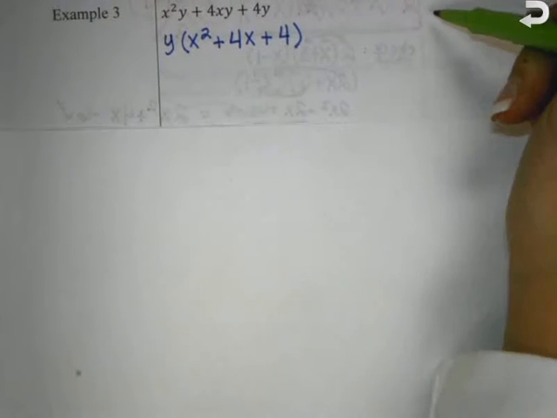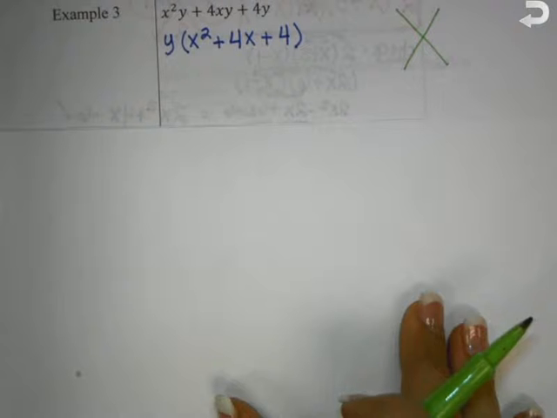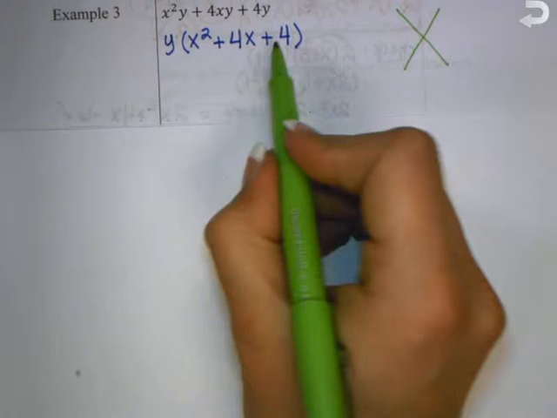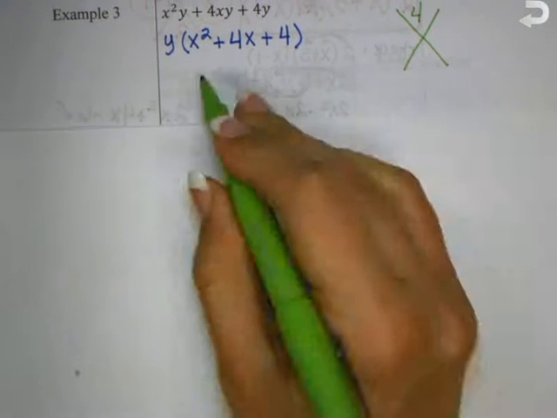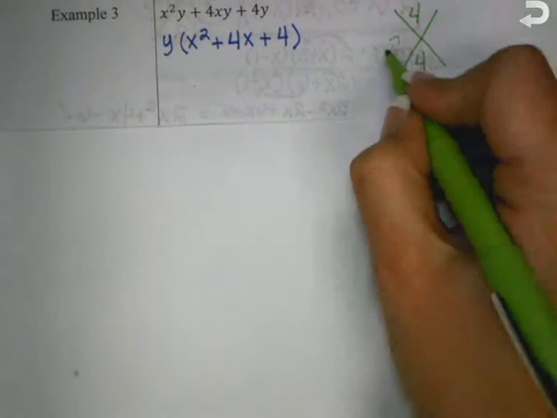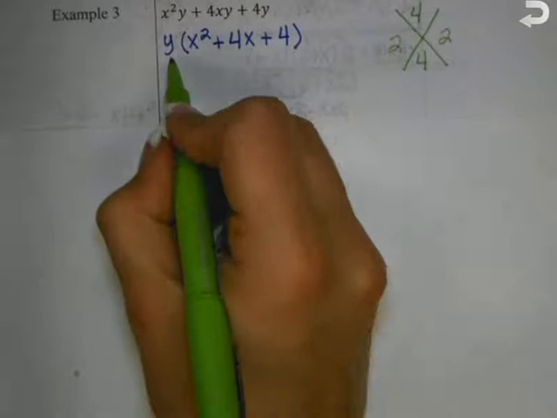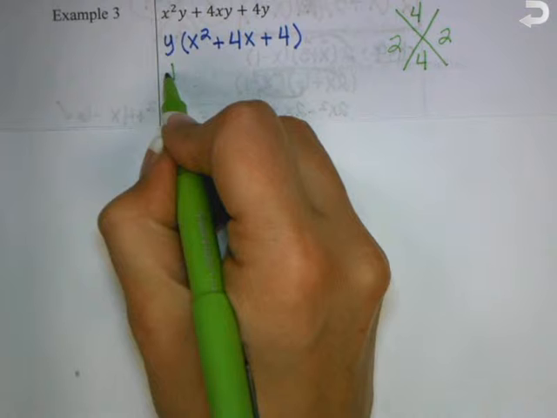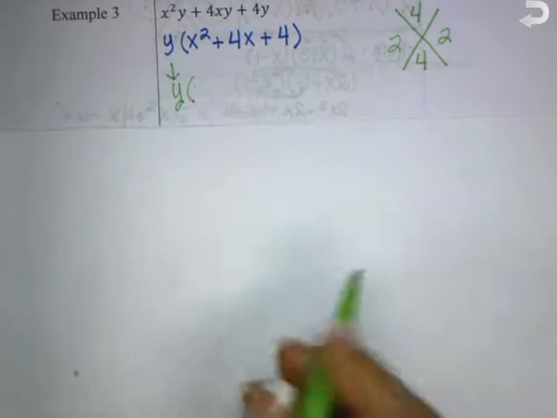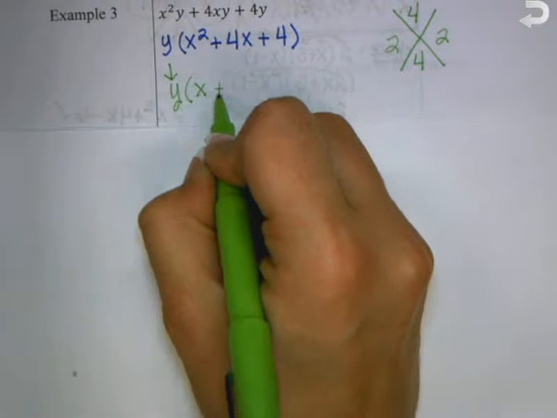I'm looking for numbers that multiply to what? 4. Positive 4. And add up to? Positive 4. This should be easy. What are they? 2 and 2. Okay, so how would this factor? What happens to the y? Comes down. And this factors to what? X plus 2 times x plus 2.